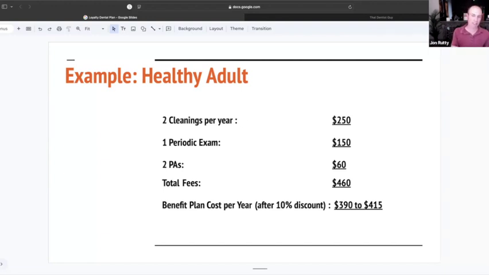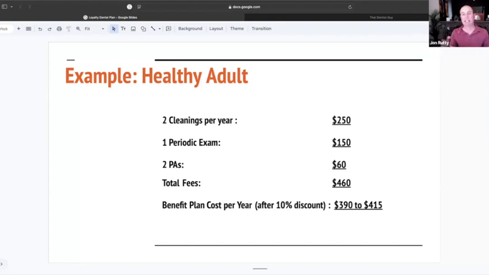And I know I put 10% there at the bottom, but I did give a range, so it's between the 10 and 15. Obviously, the 15% is first and 10 is next. But I like round numbers. So if you actually did the math, you're like, well, actually, John, it's 391 and 414. I like to keep it simple, all right? So between 390 and 415 is what somebody would pay in your office for your dental benefit plan, okay? And this is for healthy adults. So keep it as simple as possible, all right?